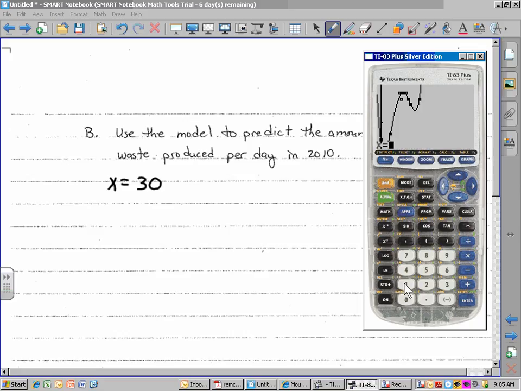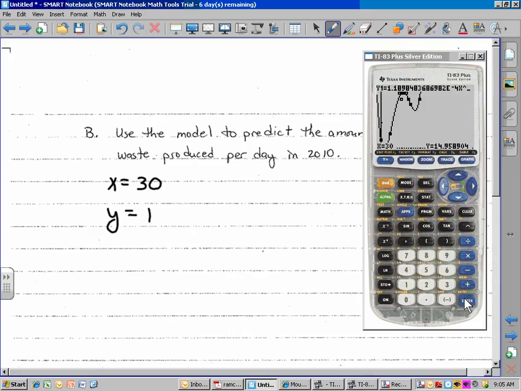Calculate the value at 30. And there we go. Y equals 14.959. That's going to be pounds of waste per day.